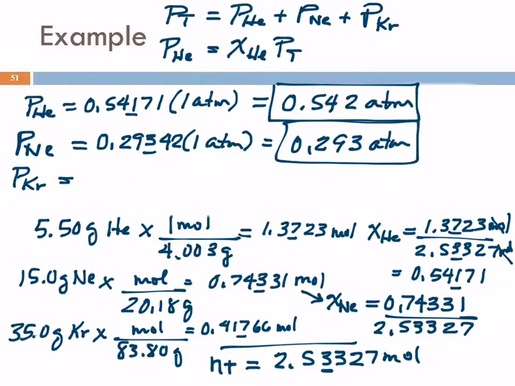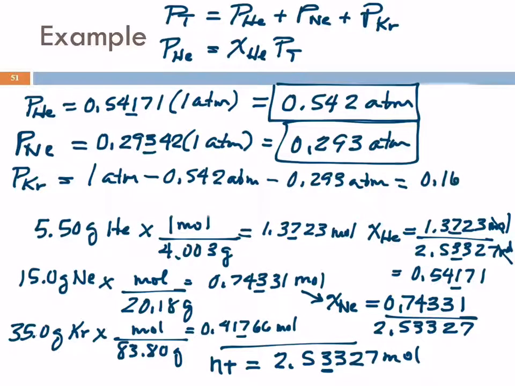I could do that with the mole fraction too. But 1 atmosphere minus 0.542 atmospheres minus 0.293 atmospheres is 0.164. Now, ideally, I wouldn't have used the rounded ones. I would have used these.